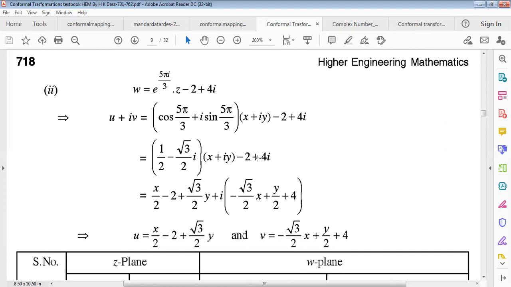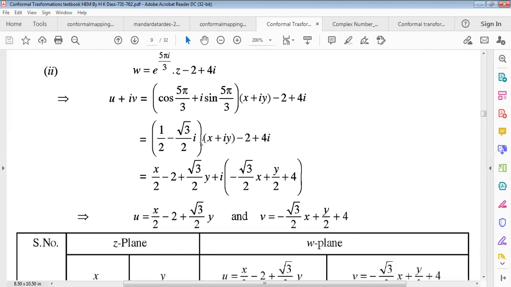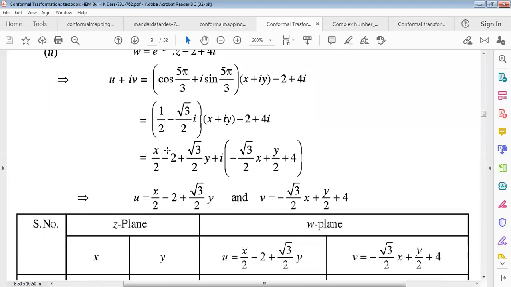x plus iy minus 2 plus 4i. Just multiplying this, half multiplied by x, what? x by 2. Half multiplied by iy, this. Okay, half multiplied by minus 2, what? Only 1. So we get this one, and this is the real part, and this is the imaginary part. So u equals what will be? The real part, and v equals the imaginary part.